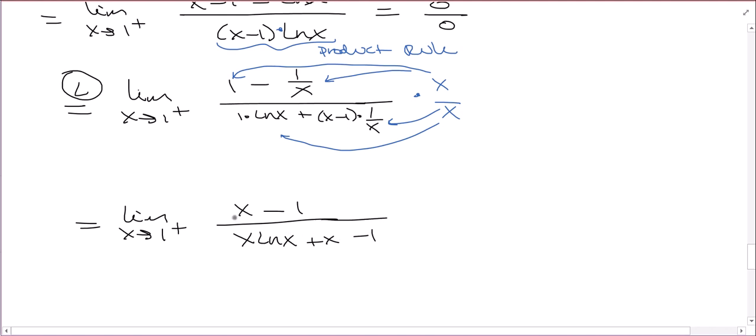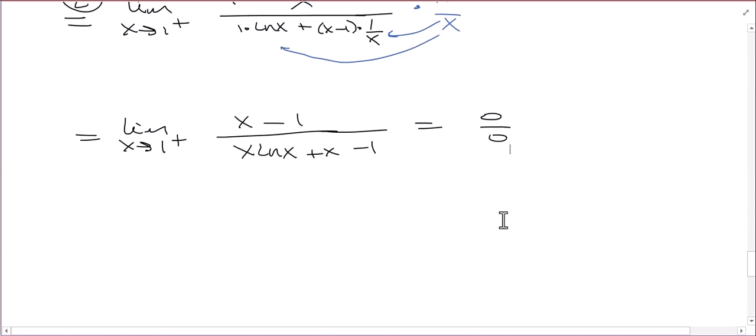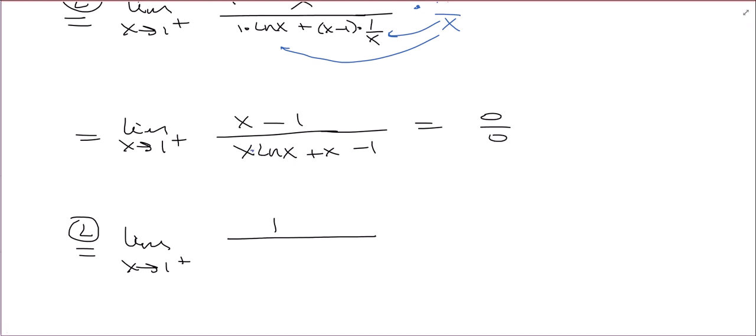And so when I plug in 1, I get 0 over 0. But at least it looks a little better for me to be able to apply L'Hopital's rule again. So this is the limit as x goes to 1 from the right of, take the derivative. So that's going to be 1 over, and here I have x times ln x. So I need another product rule.